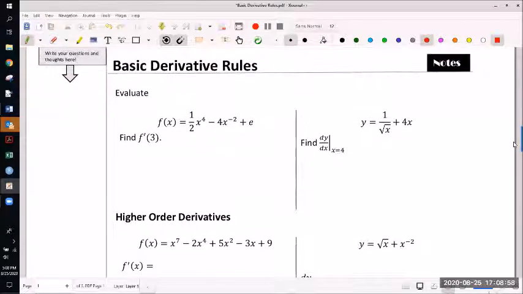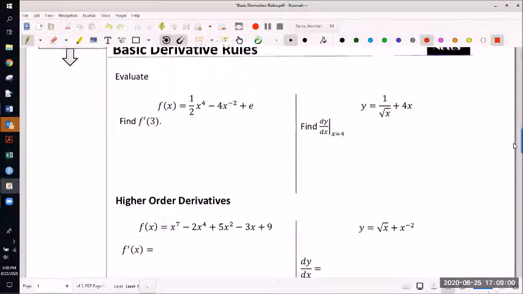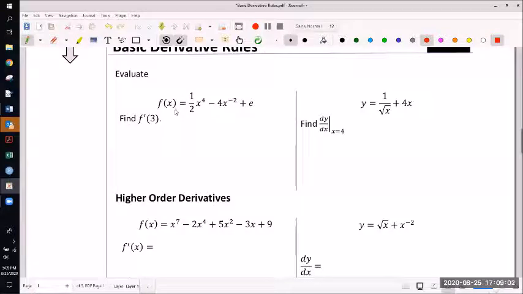Okay, now let's go ahead and do this and then evaluate the derivative at a particular number. In this case, I start with this f of x. I'm going to find f prime of x to start with. Following the rules again, the power rule, the 4 comes down. 4 times 1 half is 2x cubed, negative 2 times negative 4 is plus 8x to the negative 3. And then the derivative of e, Euler's number, is 0.